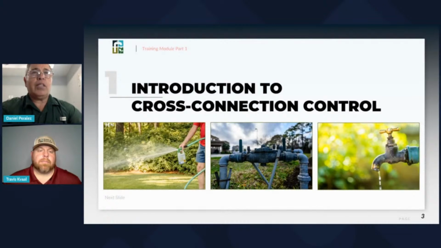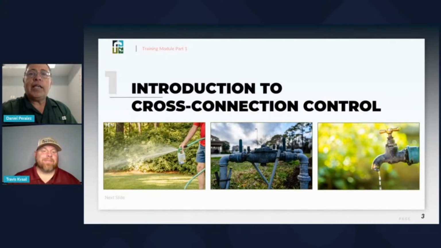Now, what is a cross connection? These are actual or potential connections between the drinking water lines and potential sources of pollutants and contaminants out in the private distribution system. This is why TCEQ requires water purveyors to start a cross-connection control program.